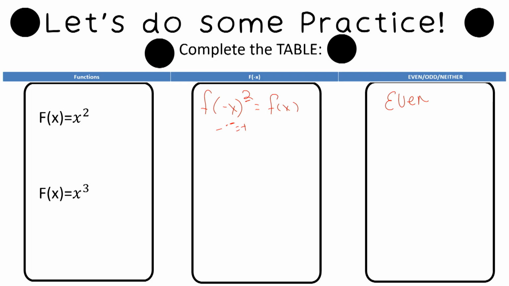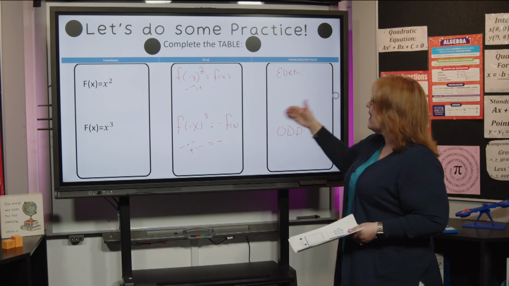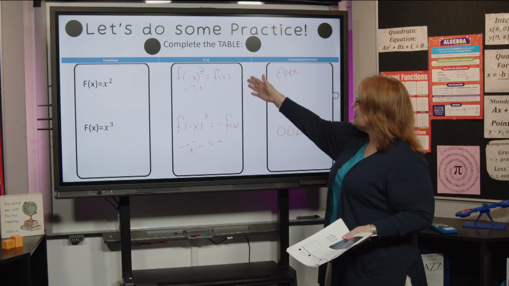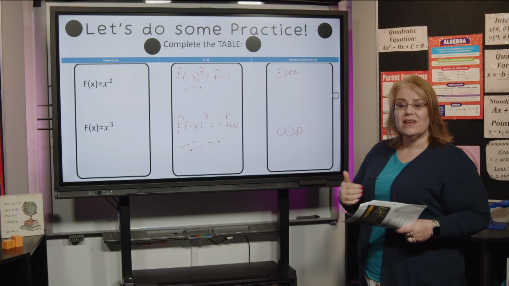I'm looking at taking my f of x equals x cubed and making it f of negative x. So I've got f of negative x cubed equals negative f of x. I've got that negative times a negative equals a positive, and I still have to multiply that negative one more time, so that's going to give me a negative. Therefore, I'm going to get an odd. I'm getting the exact opposite. Therefore, I've got an odd function. I got another even, therefore, I got the same, so I have an even function.